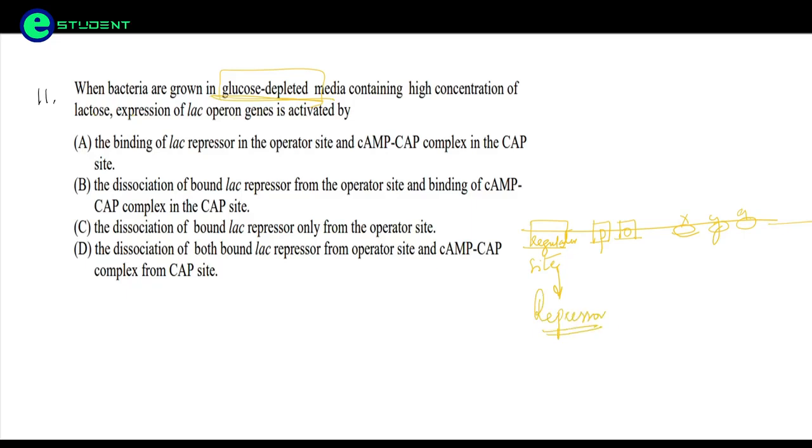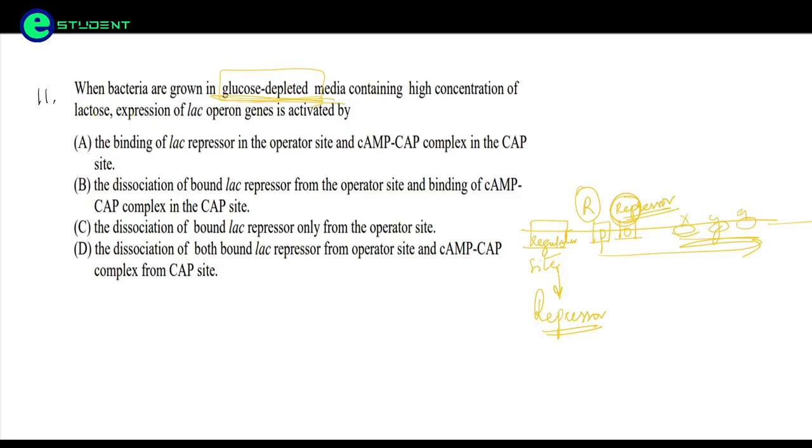Whenever a lot of glucose is present, this repressor is bound to the operator so that RNA polymerase cannot transcribe these genes, because glucose is already present and we don't want to produce more glucose from the lactose. But here the condition is that glucose is depleted, so it has to be produced. From what is it produced? It is produced from the lactose.